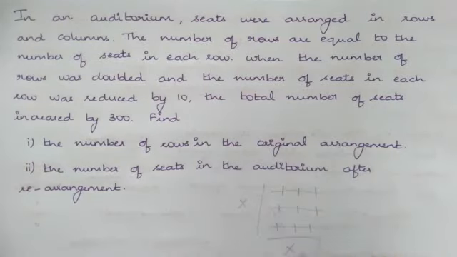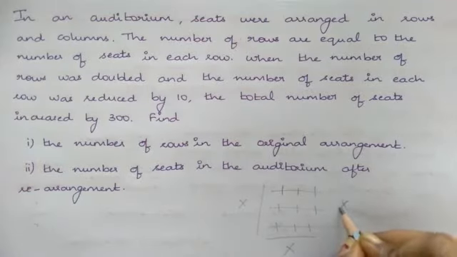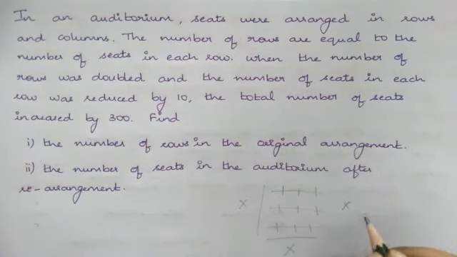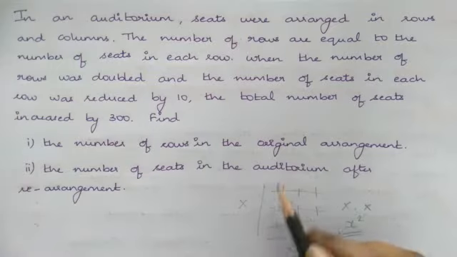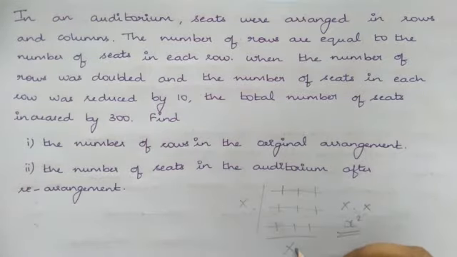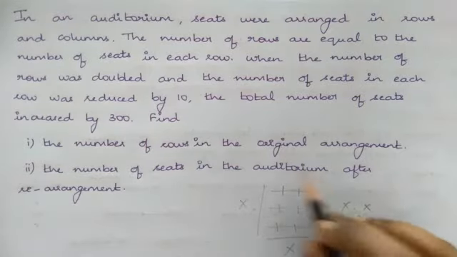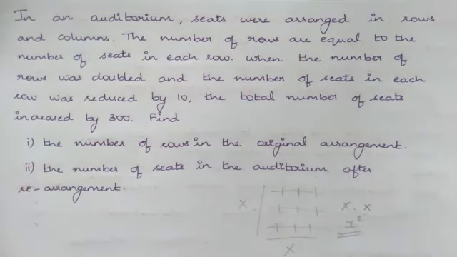So how many seats will there be in the original case, children? That is x in the form of rows, and x in the form of columns. So x into x, we will have x squared seats. Yes or no? 3 rows means 3 seats in each row, so 3 into 3, 9 seats. Same way, x rows means x seats in each row, so x rows into x columns is nothing but x squared seats. This is the actual arrangement.